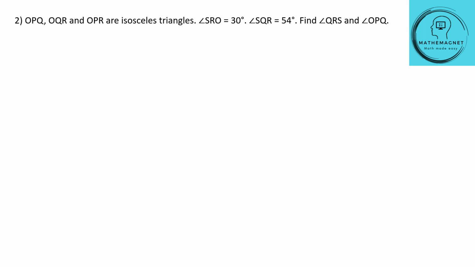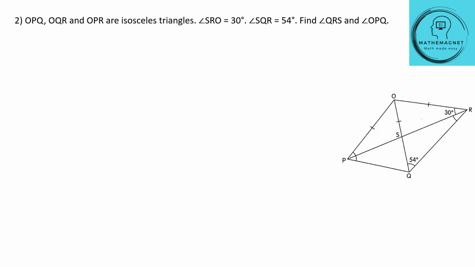Let's look at the last question, question number 2. OPQ, OQR and OPR are isosceles triangles. Angle SRO is equal to 30 degrees. Angle SQR is equal to 54 degrees. Find angle QRS and angle OPQ. So this is the information that we have about this figure that they have given us.